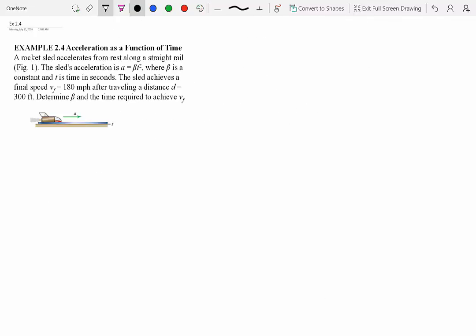Example 2.4 is acceleration as a function of time. This is also a solved example in your textbook. So in this question, there is a rocket sled that accelerates from rest along a straight rail. So what is given to us? Let's start by writing that. So given is that its initial velocity is 0 because starting from rest, and it's moving along a straight line path. The sled's acceleration is beta t squared. So acceleration is given as beta t squared. Clearly, this is not constant. So let me write that non-constant. Just to remind ourselves that we shouldn't be using Galileo's equation in this case, where beta is a constant and t is time in seconds.